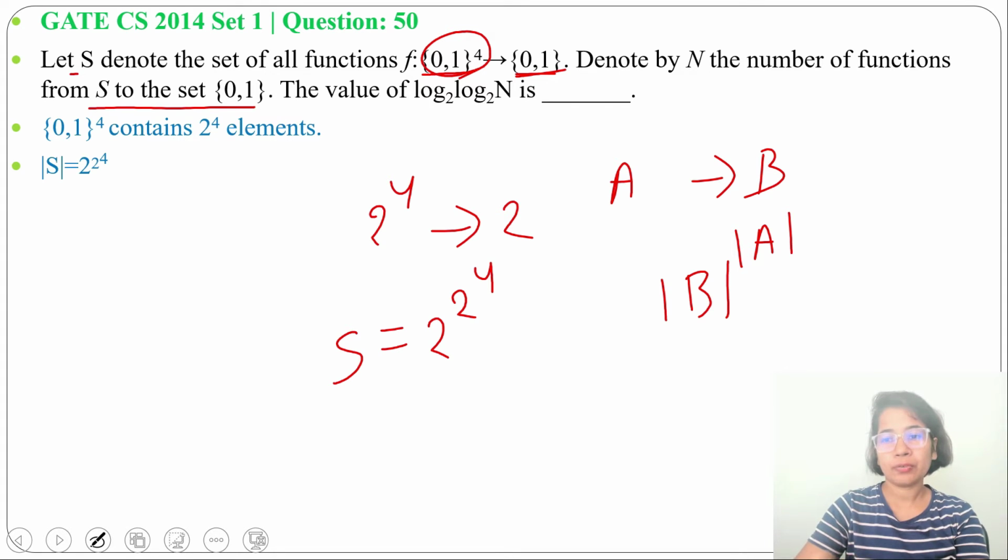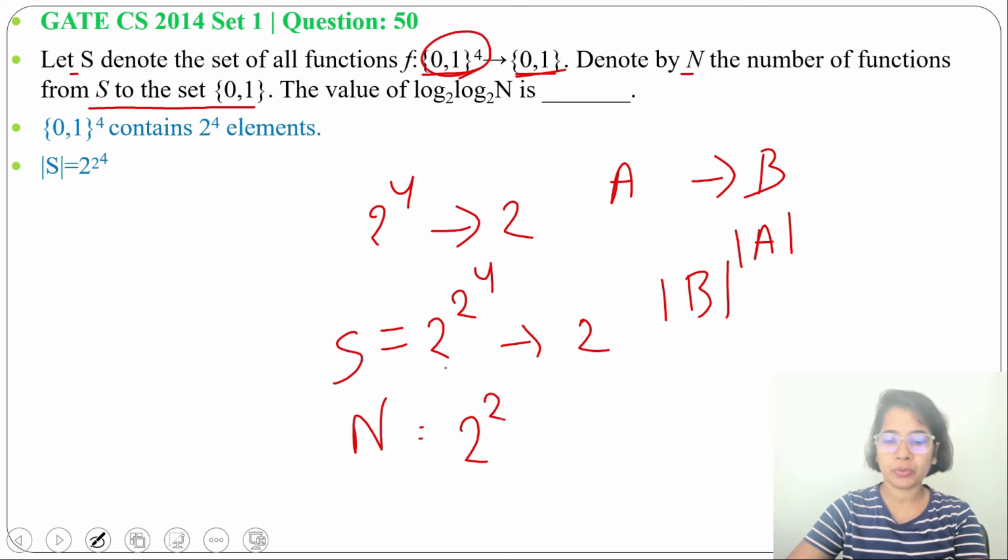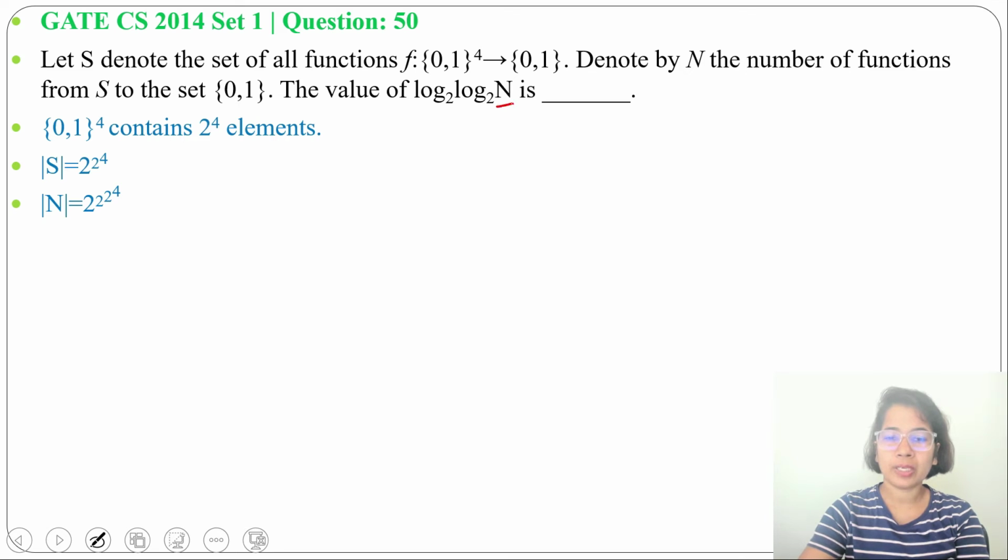So next we need to find n. n is the number of functions from S to {0,1}. S contains 2 power 4 elements. From that we need to find the number of functions to {0,1}. {0,1} has 2 elements, so the cardinality equals 2. So n equals the number of functions from 2 power 4 elements to 2, and it will be 2 power 2 power 4. Now we got n.